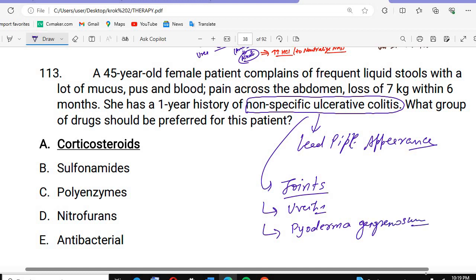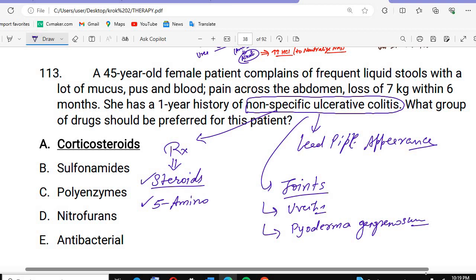It is associated with cholangitis and cholangiocarcinoma. So, like I told you, for the treatment, remember what we will do? We do the steroidal treatments. We do the steroids. If the steroids are not available, then we can go for the 5-amino salicylate.